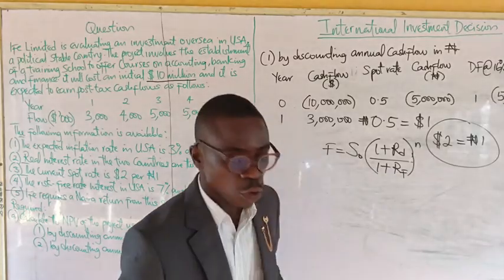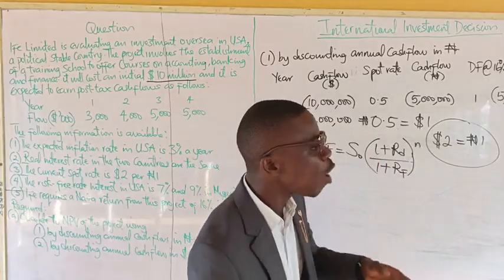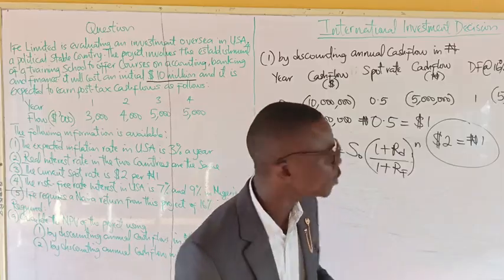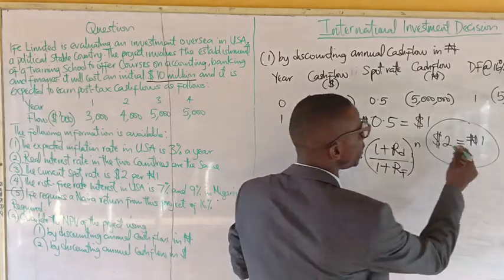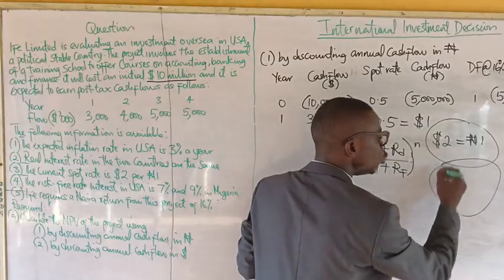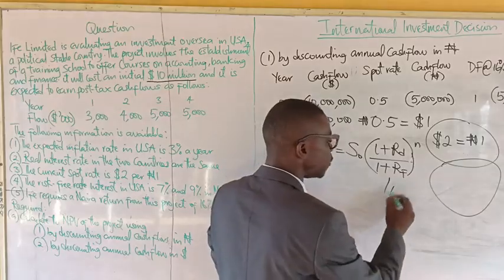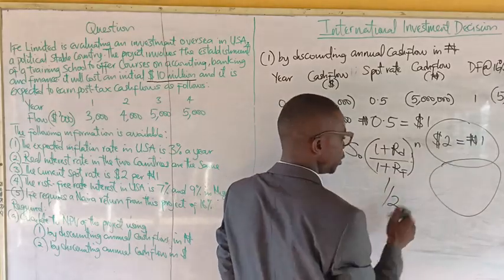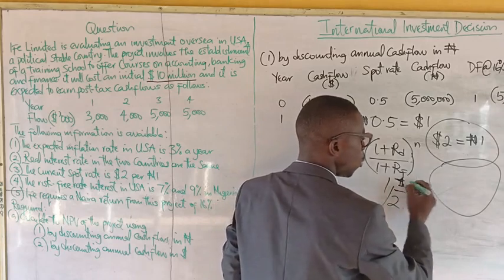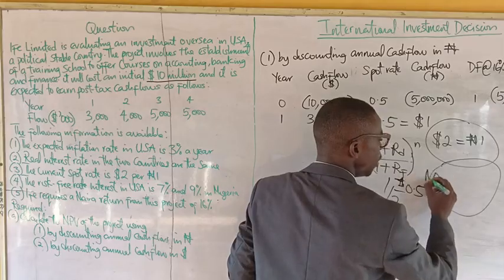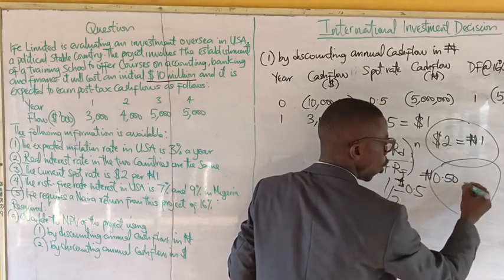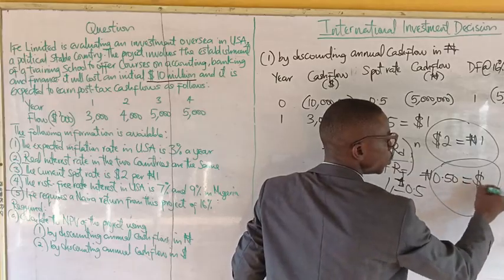Indirect. Don't forget that indirect says the number of units of foreign currency that is needed for 1 unit of the domestic currency. Now we converted this indirect to direct. How do we convert it? 1 divided by 2, which gives us 0.5. So what do you mean? It means 0.50 kobo is equivalent to $1.